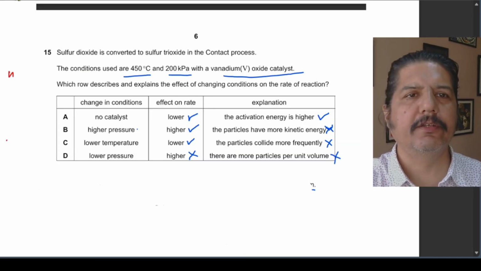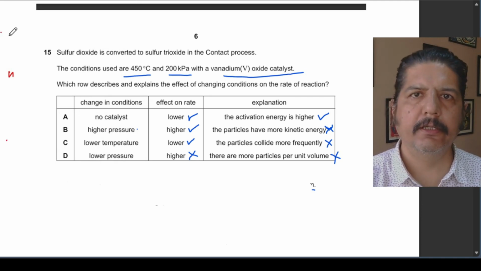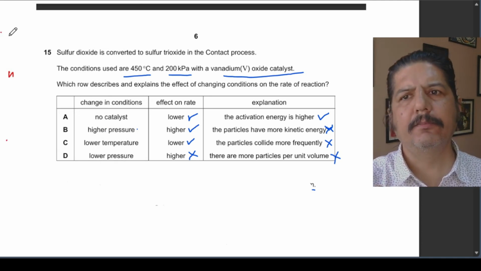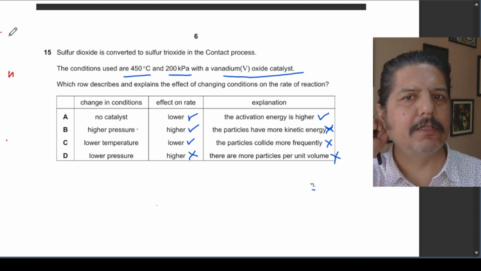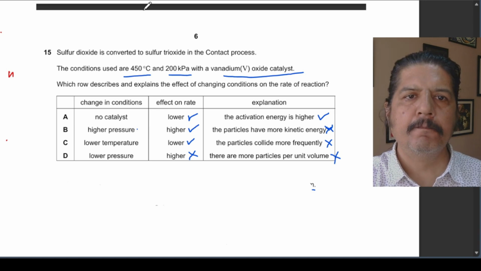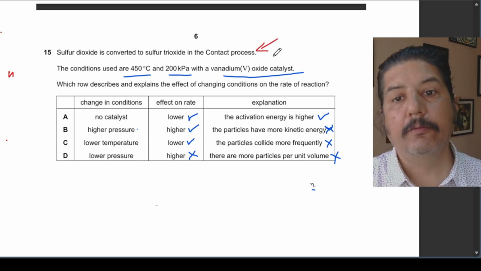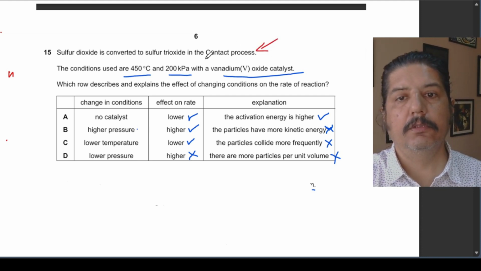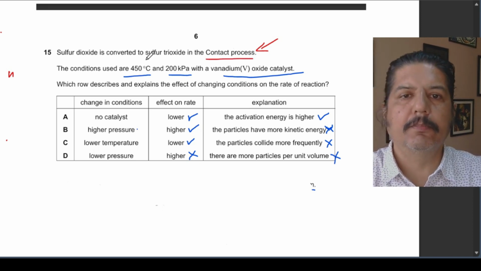The next question again is a very interesting question, for a simple reason, because a lot of factors are being discussed in this question, and I'll take some time to explain this question. Actually, more time than is necessary because this is MCQ. But let's start. Sulfur dioxide is converted to sulfur trioxide in the contact process. The contact process is again one of the topics in your syllabus. The conditions used are this temperature, this pressure, and this catalyst.